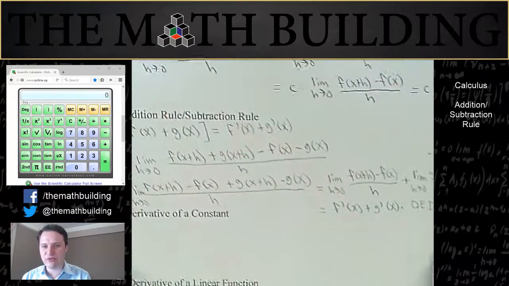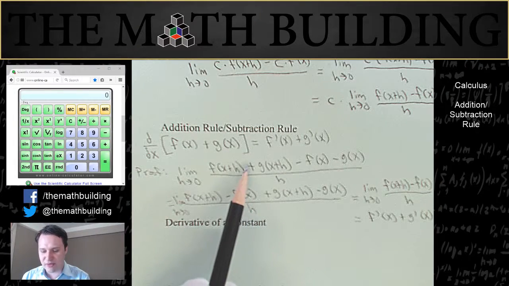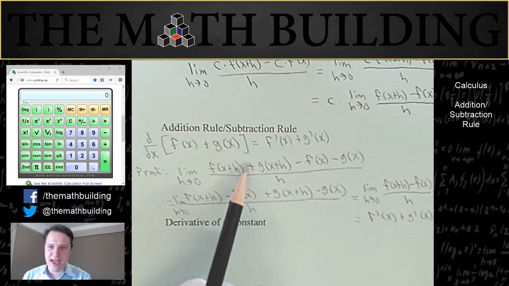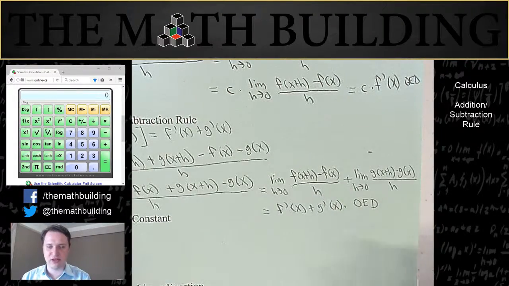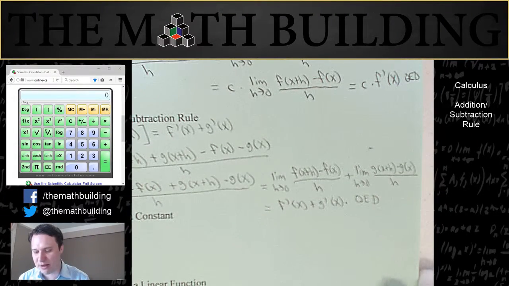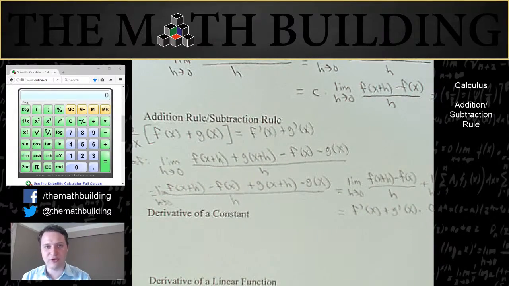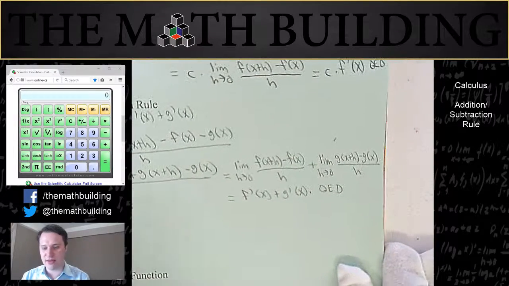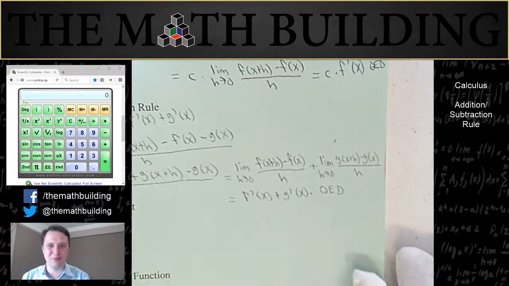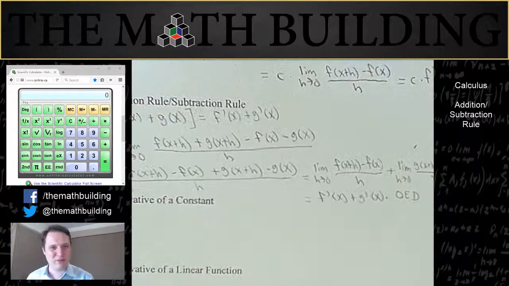And I'm not going to prove the subtraction rule, but the proof is basically the same. You would just have a subtraction sign here and a subtraction sign here, but it's essentially the same thing. You get f prime of x minus g prime of x. I hope you see that this is a satisfactory proof for the derivative. You need to use the definition of the derivative all the way to the end so that you can prove these things. We're going to now start to look at the derivatives of some very simple functions, and we're going to see how easy this is.